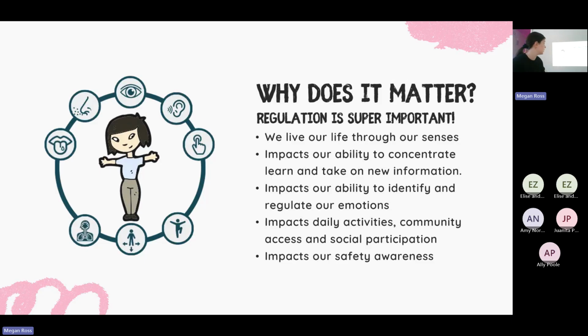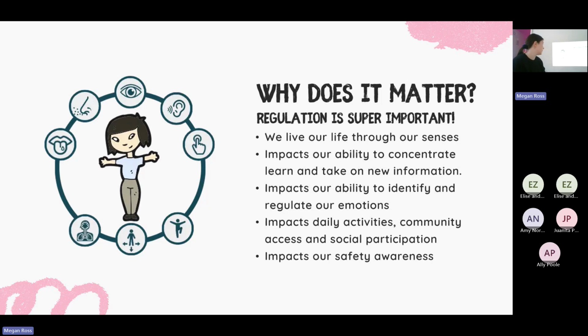And like I said before, it also impacts our safety awareness. If we have a hard time noticing smells, for example, and we can't tell if it's smoke, or if something smells off, or we don't know whether our food is off, that can be difficult.